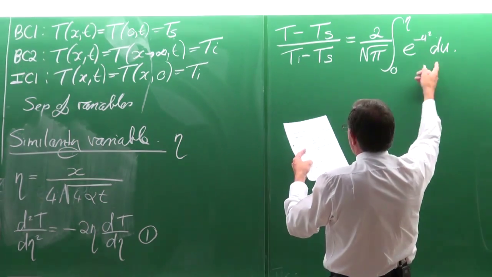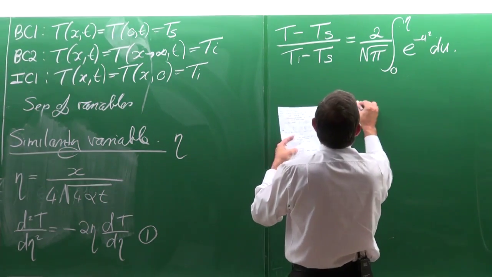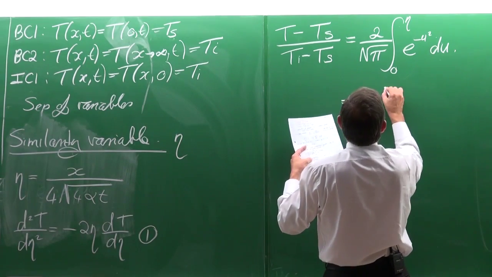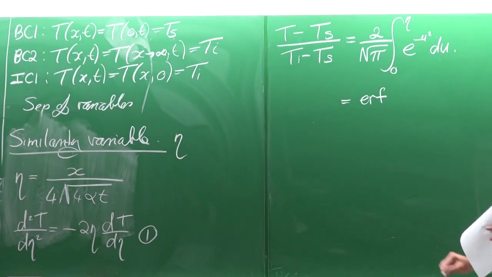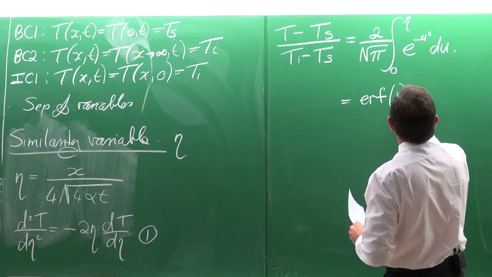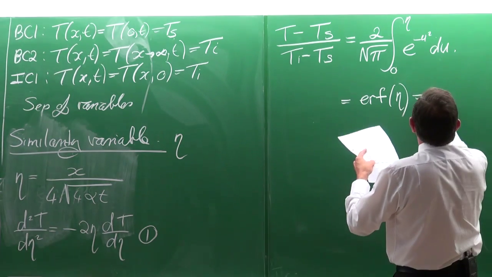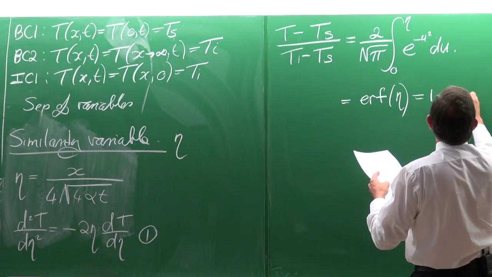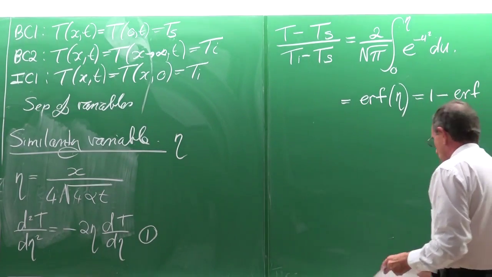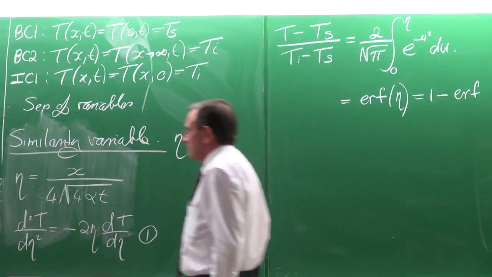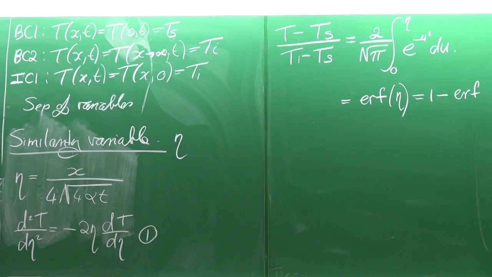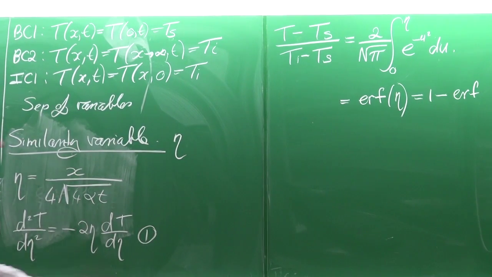The solution of that is what is called ERF, the error function in eta. You have an error function and you have a complementary error function, and this is also equal to 1 minus the complementary error function. So take note, there's a C indicating the complementary error function.